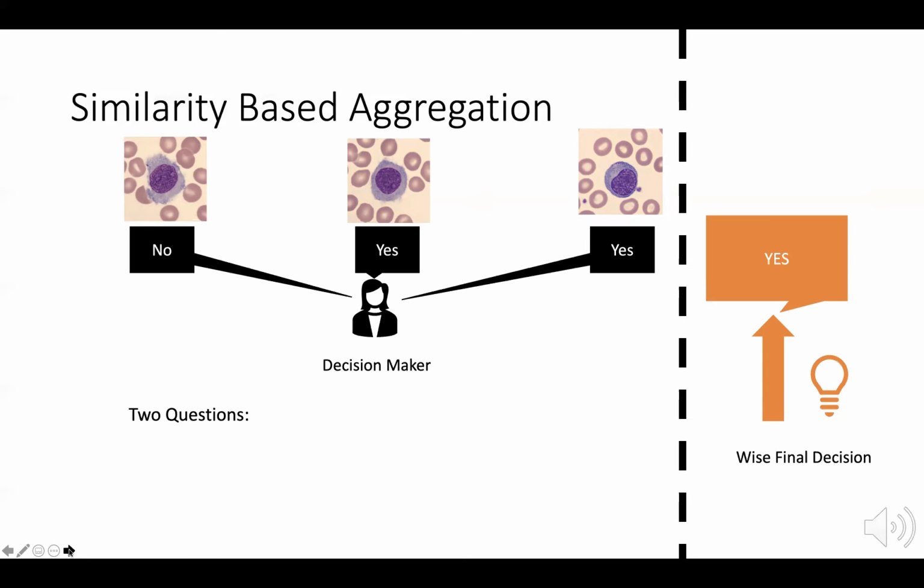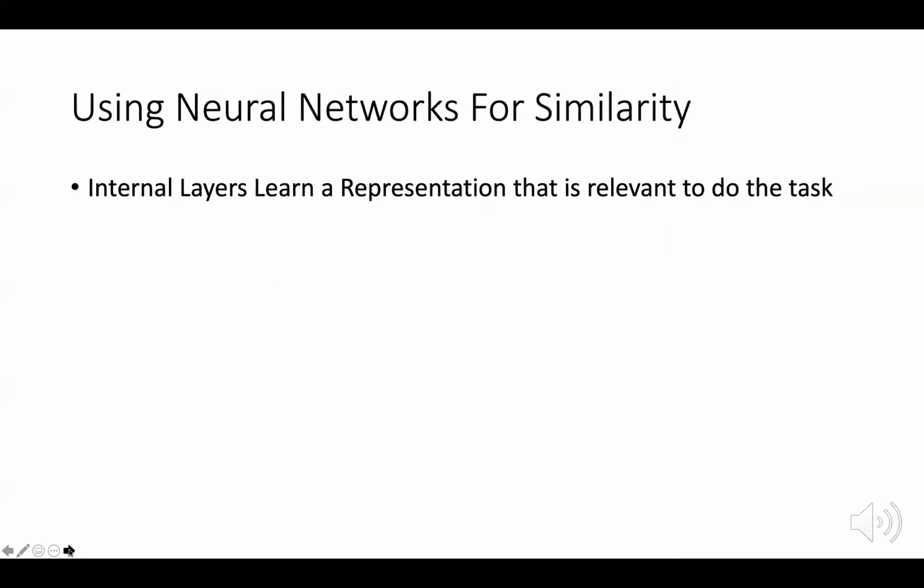And the question is, does this improve accuracy? But this has two sub-questions. One question is, how do we know if two images are similar? What is similarity? The second question is, how many decisions do we aggregate? So the first question is interesting, and we use neural networks to actually try and answer it.